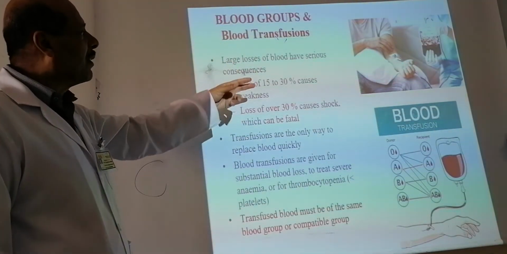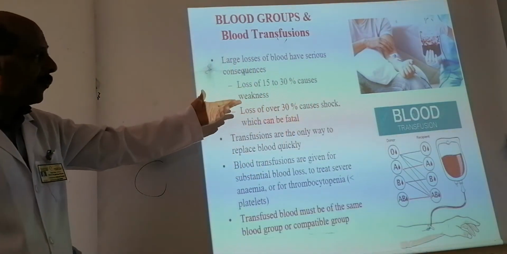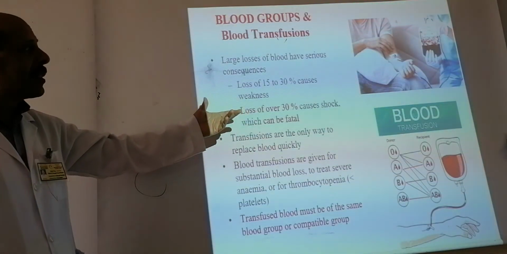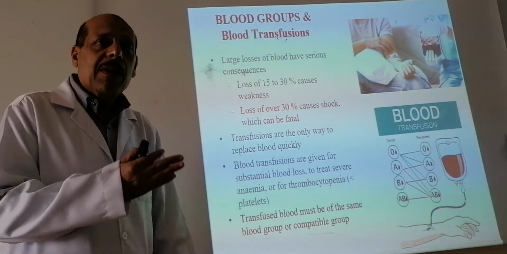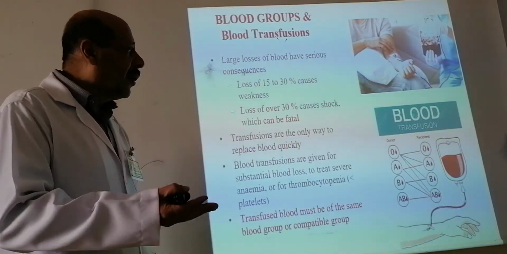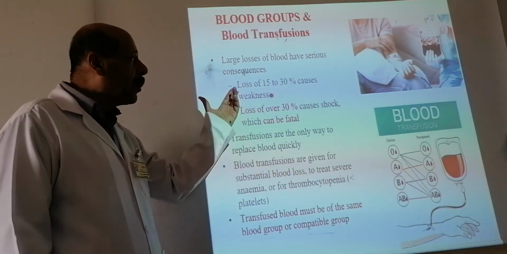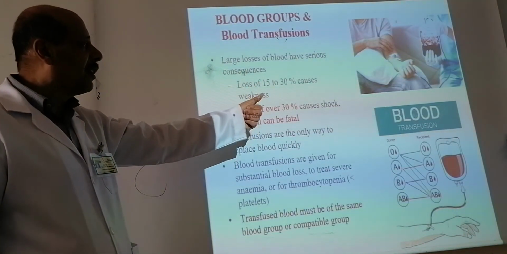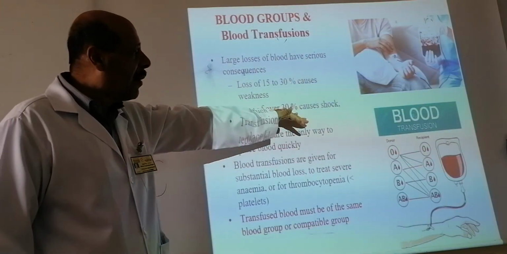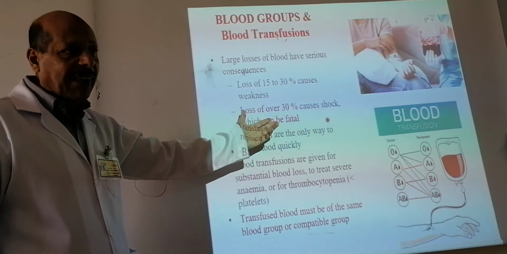So the blood group, blood and blood transfusion. Of course, large loss of blood due to injury may be a serious condition and might lead to death. Because of that, we need to have blood transfusion. A loss of 15 to 30% will cause weakness. If more than 30%, it will cause shock and it can be fatal.